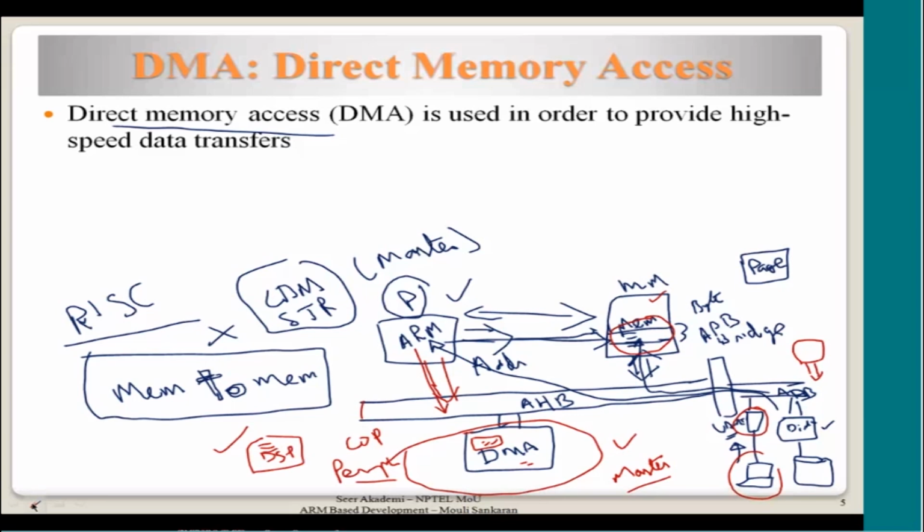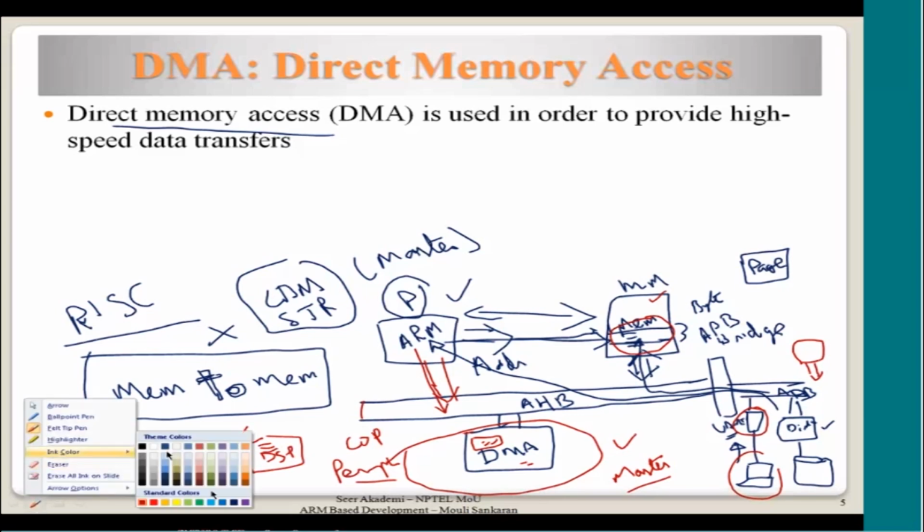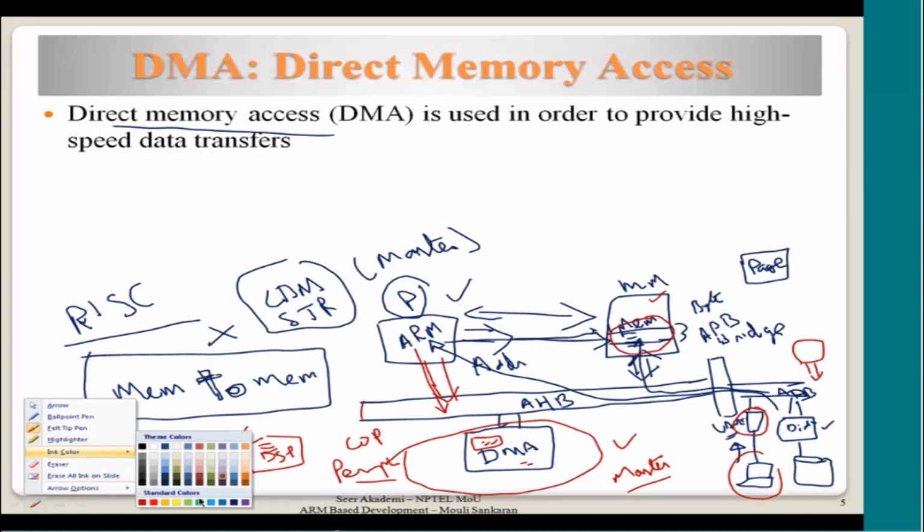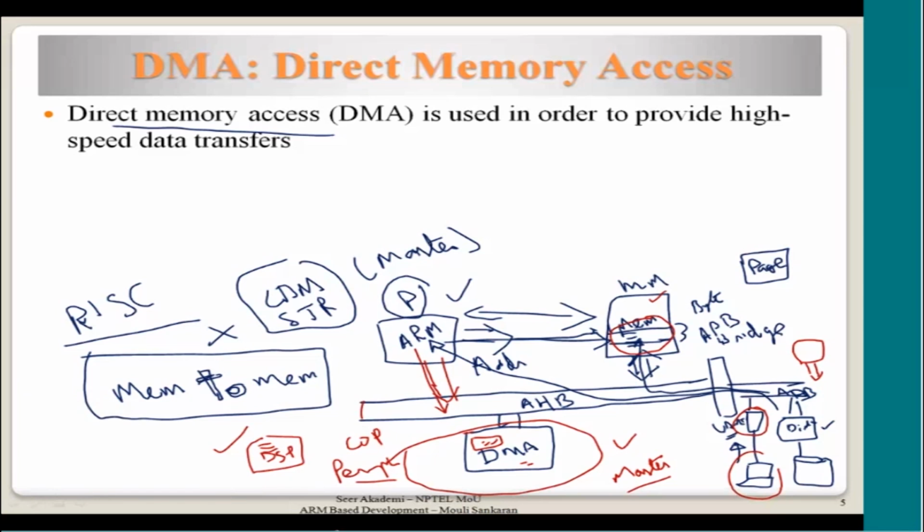So what information do they need to give for a transfer of data? Okay, let me choose some other color which will be seen more clearly. So the intent is, okay.